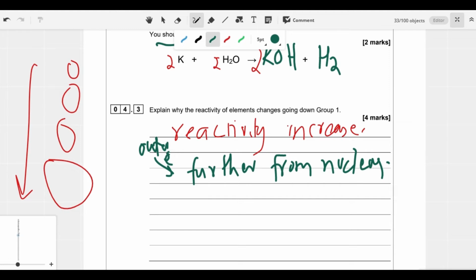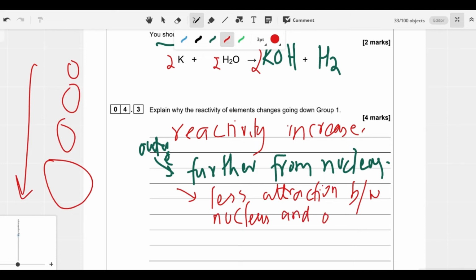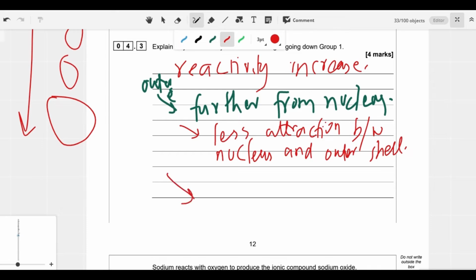So what will happen? There is less attraction between the nucleus and the outer shell or outer electron. So what will happen when there is less attraction? It means the element will be more reactive and the atom loses electrons more easily.